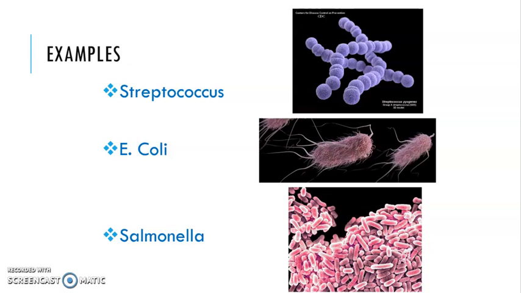And our last type of food poisoning, or our last example, is Salmonella. This one is common in raw chicken, so raw eggs, uncooked chicken. This is why you have to make sure chicken is cooked properly.